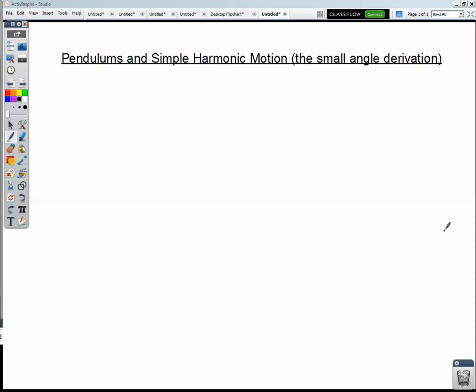So we have to remember that when we looked at springs, the opposite of the position is going to be proportional to the acceleration, which is the second derivative of the position. And this is the requirement for something to be in simple harmonic motion. So specifically, we're going to be looking for some constant times the position to be equal to the second derivative of the position.